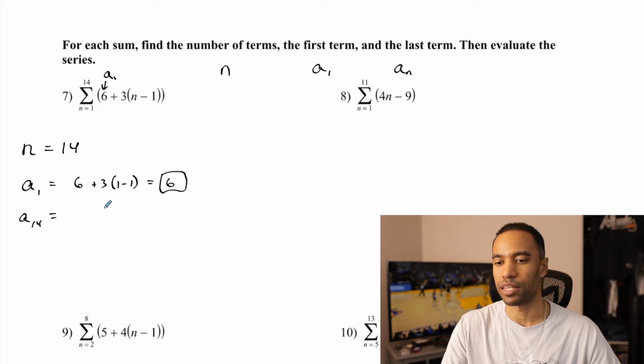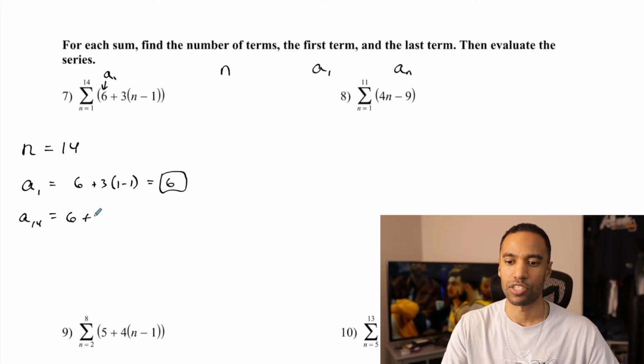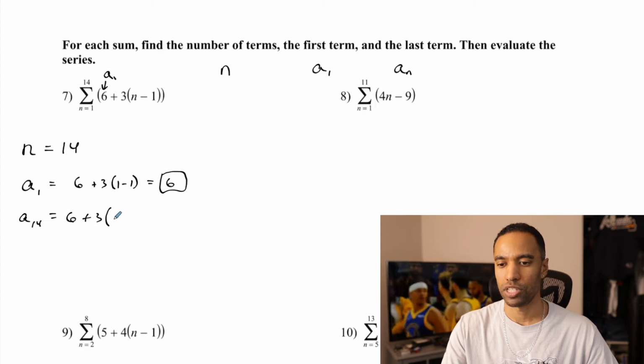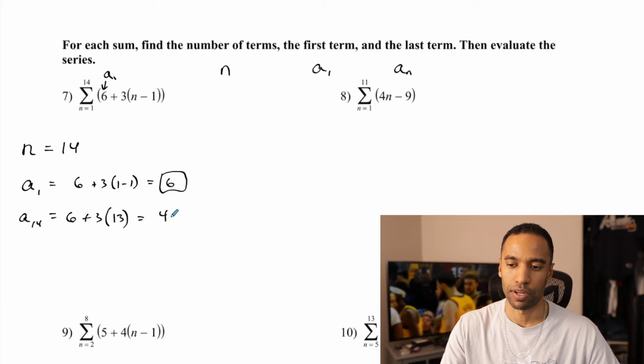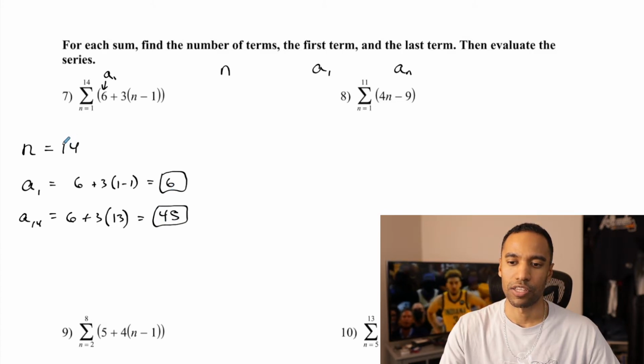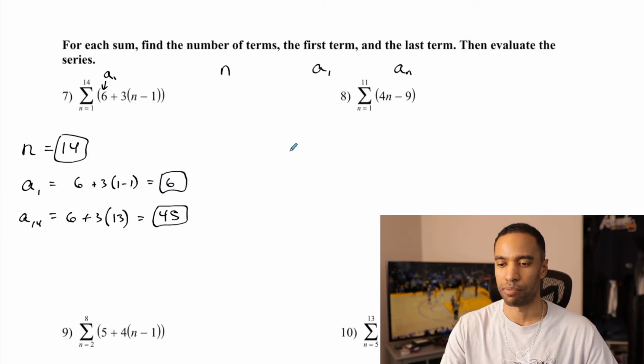The a sub 14, the last term for this thing, is 6 plus 3 times 14 minus 1, or 13. 39 plus 6 is 45. So that is your n, your a sub 1 and a sub 14.